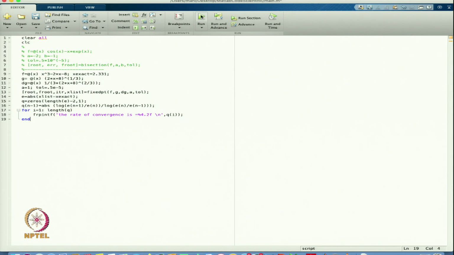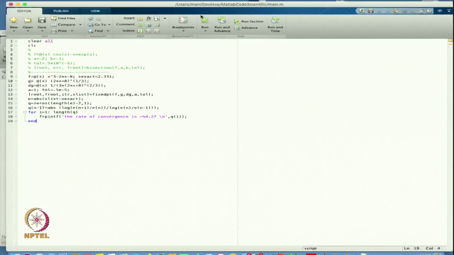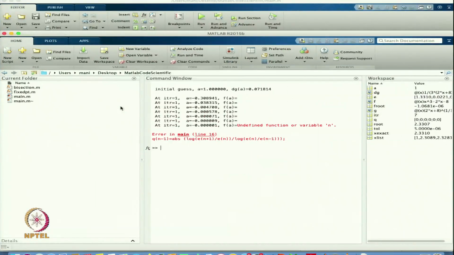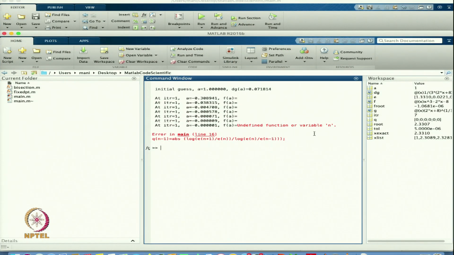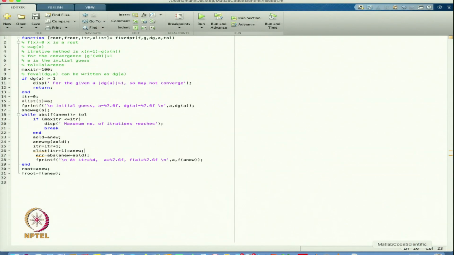So, let us see now, again there is some error. Now, it is showing undefined function or variable n. Okay. So, here see from here initial guess is a equal to 1 and the value of dg, the derivative g at 1 is 0.01. So, in that case, okay, we are going to get the root of the equation. So, that is the value of a, the root we are heading toward. So, this is my fixed point method we have defined.